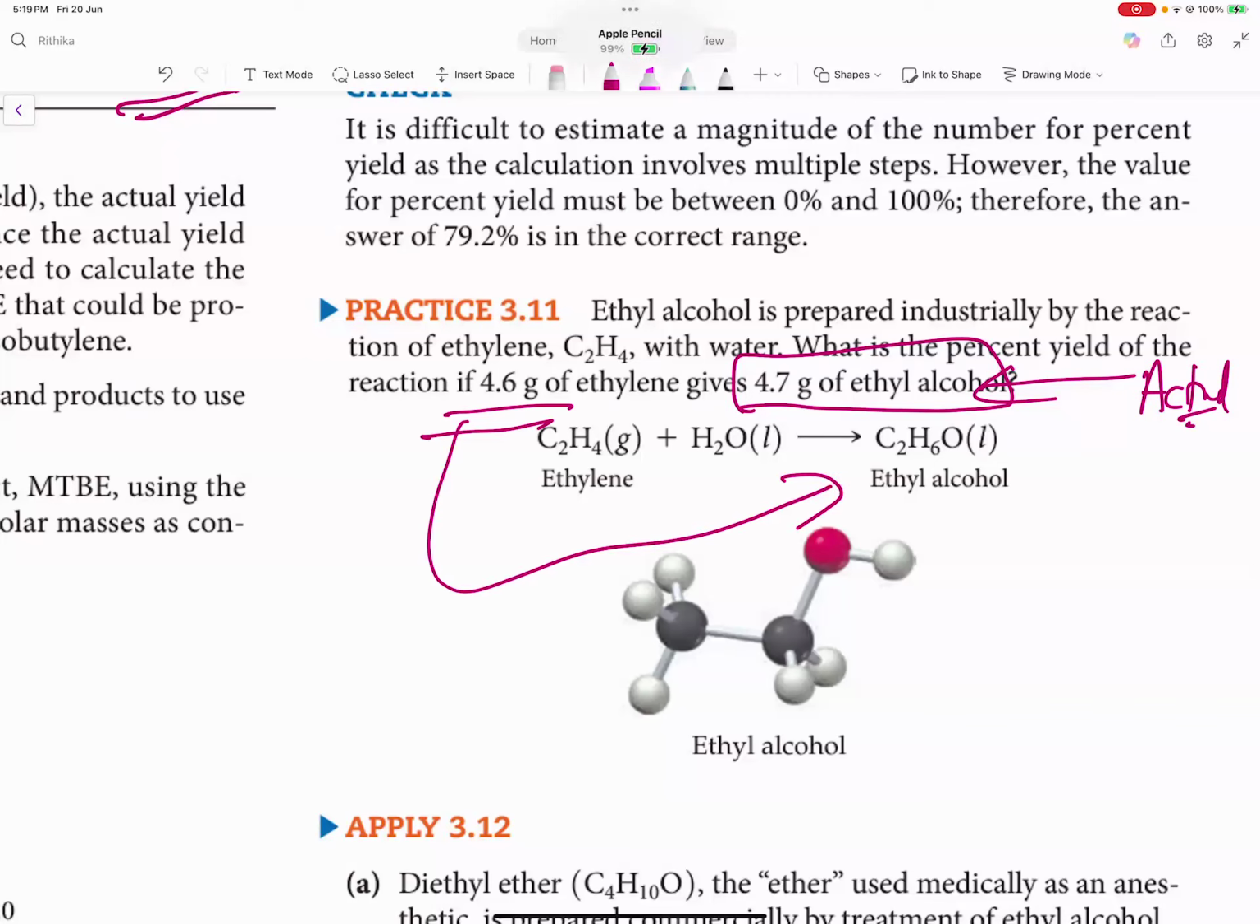So for the numerator, we'll take it as 4.7. Yes, that is correct, because the actual yield is in the numerator. So it's actual yield divided by theoretical, actual amount by theoretical amount into 100. Okay. Thank you. One second.